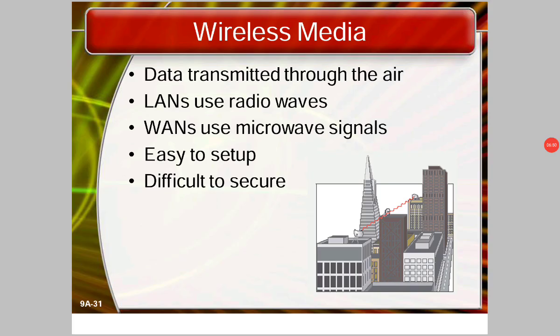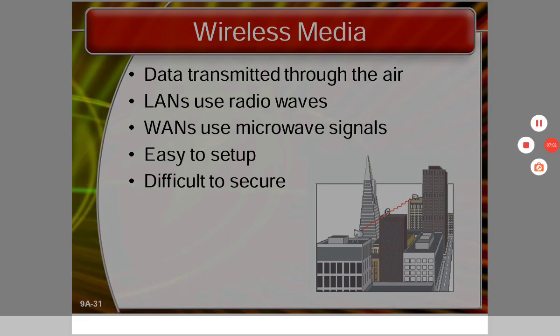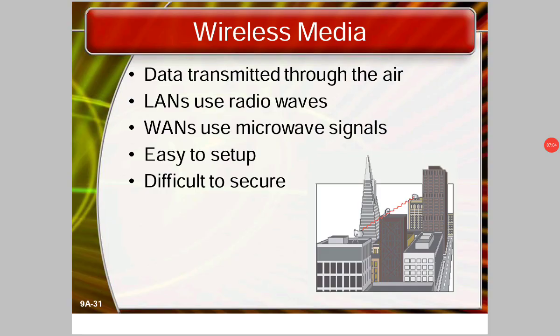So what is wireless media? Data is transmitted through air. LANs use radio waves. WANs use microwave signals. Easy to set up, difficult to secure. So these are the characteristics of the wireless media.